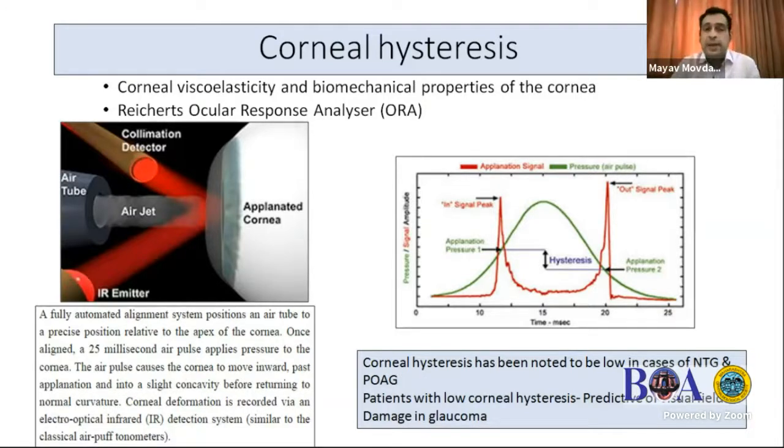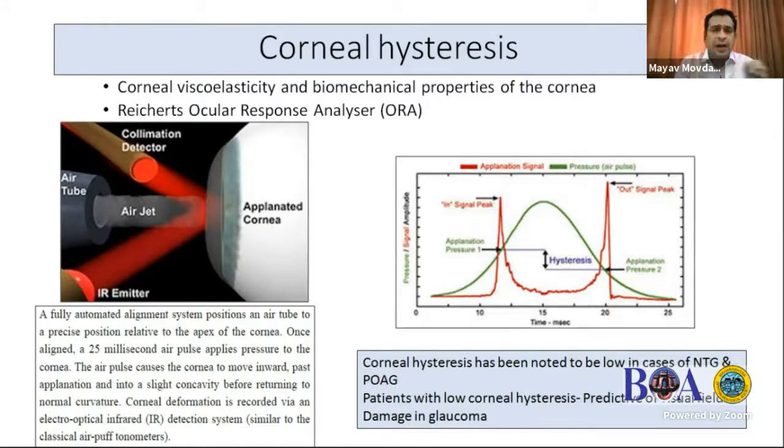It is measured by an instrument called the Ocular Response Analyzer. Just an air column is thrown onto the cornea, which applanates inwards. We get an applanation pressure 1, and when the cornea comes back to its position, we get an applanation pressure number 2. The difference between the two is the corneal hysteresis, which is noted to be low in POAG and patients with NTG, and also significantly, eyes with low corneal hysteresis have been shown to have worsening of their visual field damage.